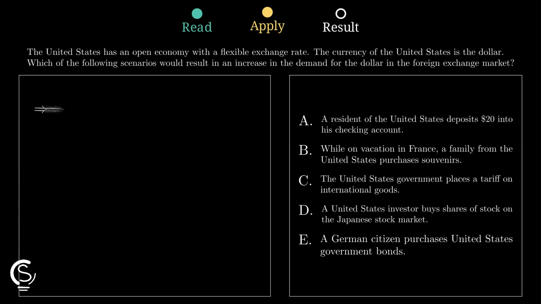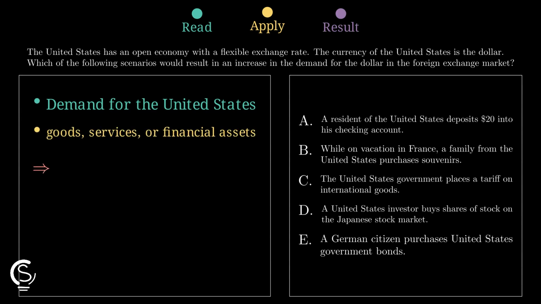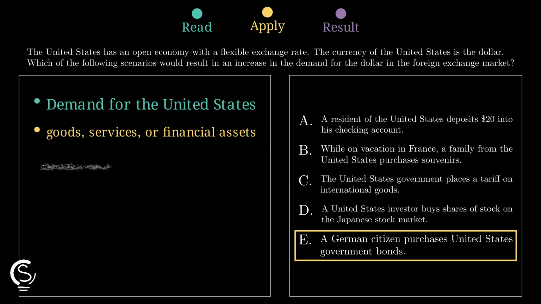Now test the choices. Buying French souvenirs or Japanese stocks means Americans need foreign currency, not dollars, and putting cash in a checking account stays inside the United States. That leaves the foreign investor case. A German buying United States government bonds must first get dollars, so demand for dollars increases. That is E.